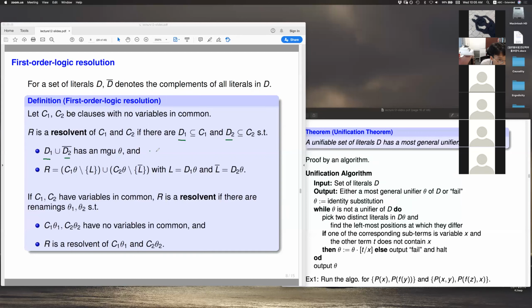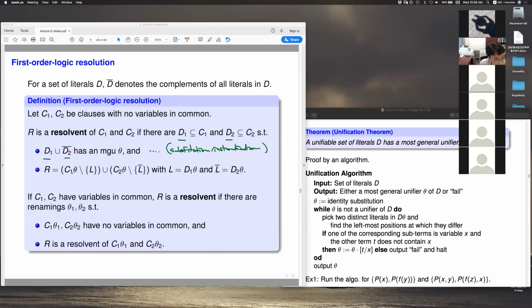So this is involving this substitution or instantiation that I talked about. And then second, if this R is obtained by applying this most general unifier theta on C1 and C2, and then doing cancellation, canceling the corresponding literals or complementary literals.